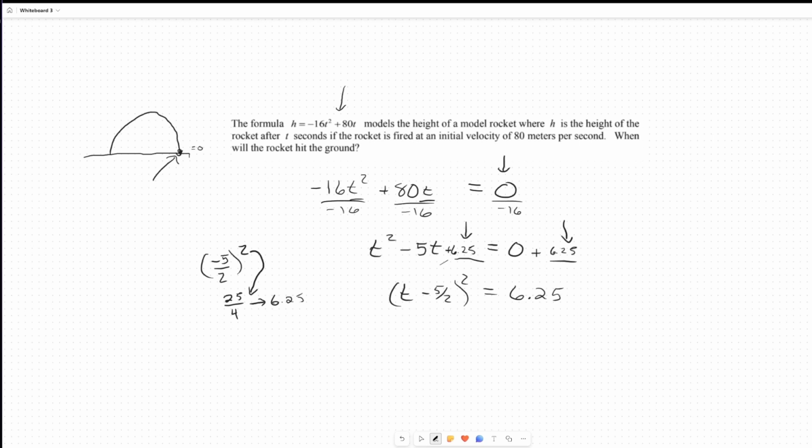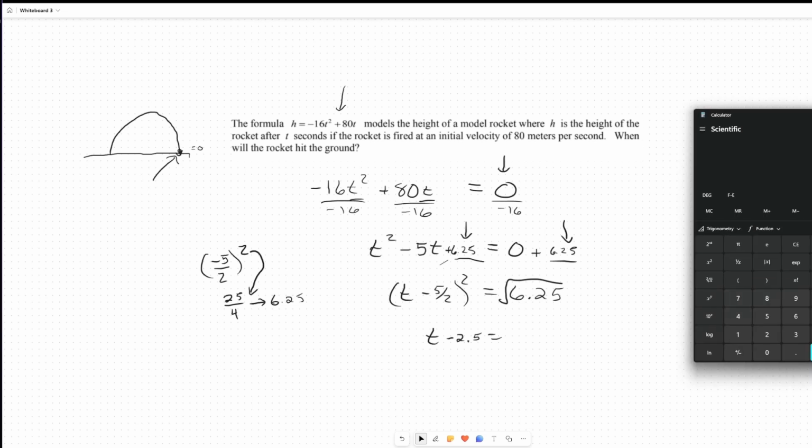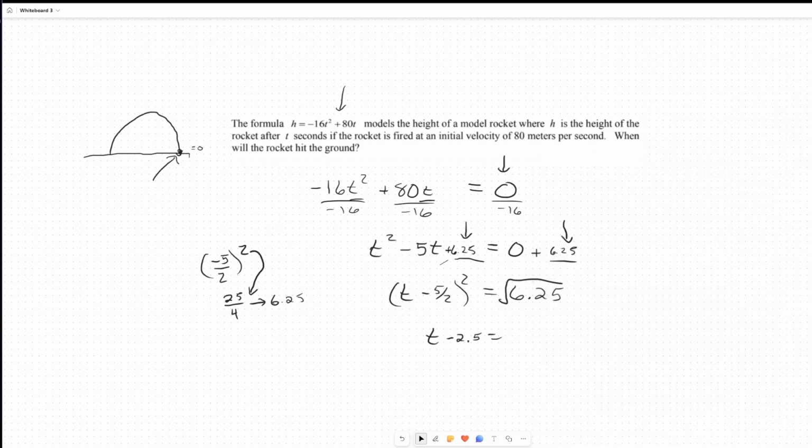So now we take the square root of both sides. So I have t minus 5 halves, which is just 2.5, and that's equal to the square root of 6.25. So we have to take the square root of 6.25. If you type in 6.25, or you recognize 625 and take the square root of it, you get 2.5, except that's going to be plus or minus 2.5.